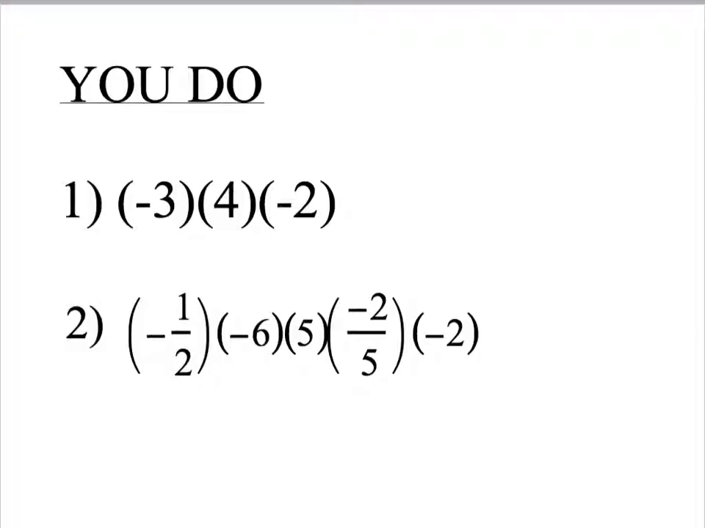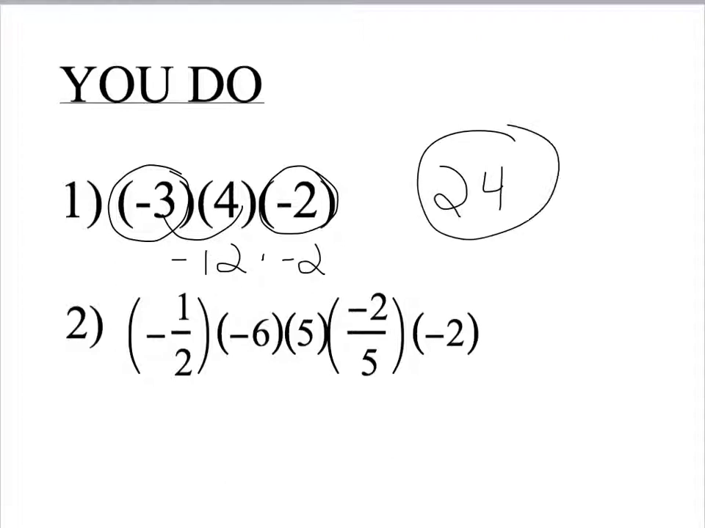Okay, so let's look at the you do part and we'll look at the rules. So let's see how many negatives I have in the first one. So I have two negatives, okay, so my answer here is going to be positive because I only have two negatives which cancel each other out. So -3 times 4 is -12, and then -12 times -2 is 24.